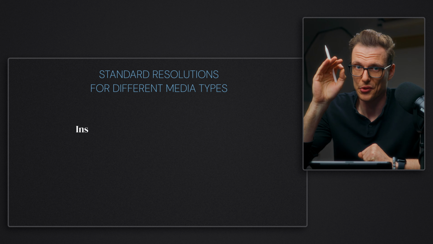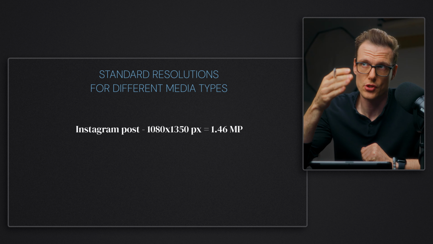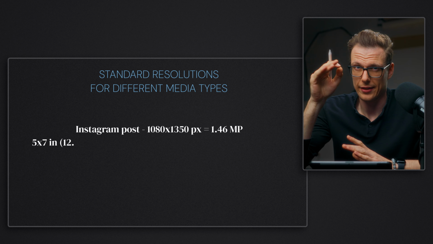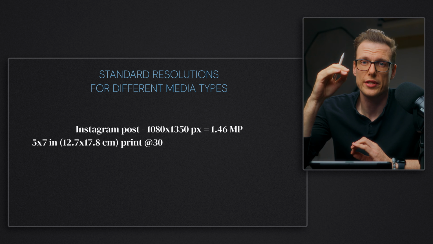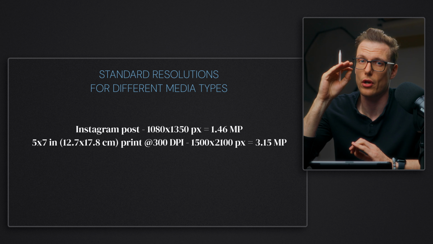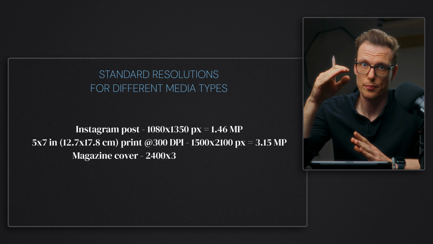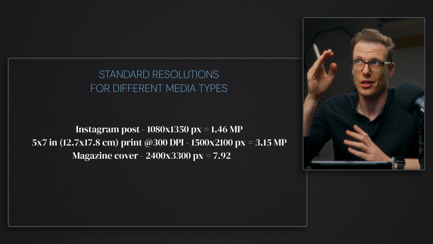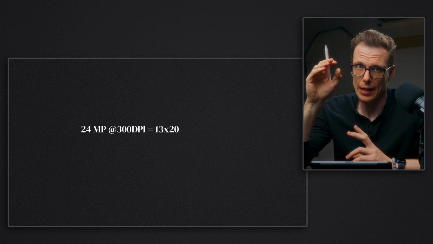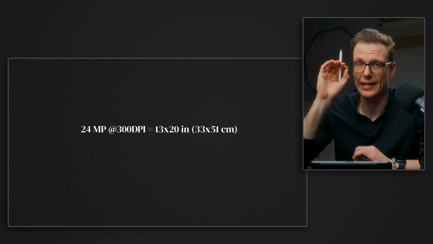Let's look at what resolutions are typical for different media types. Regular Instagram post is 1080 by 1350 pixels, which translates to roughly 1.5 megapixels. A 5x7 print at a standard resolution of 300 DPI is 1500 by 2100 pixels, and that's around 3 megapixels. A standard magazine cover is 2400 by 3300, and that's under 8 megapixels. So that means if you get a 24 megapixel camera, you can print your images up to 13 by 20 inches. But that's not all.